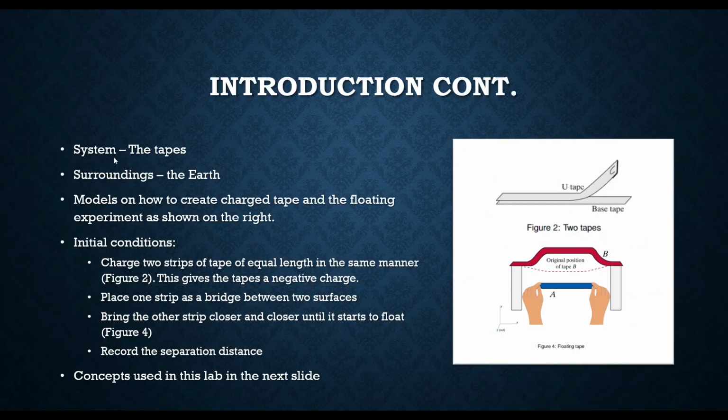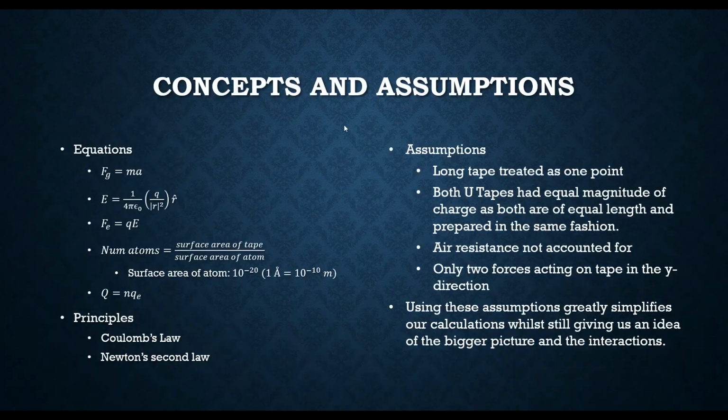Continuing on in our introduction, we have the system, tapes, surroundings, the earth, and here we have models on the experiment and how we actually created the tape. So you layer a base tape on a table, you put a U-tape or an upper tape on top of that with a little handle, and then you just quickly rip it off, and that's how you get your charged tape. So you basically do that for 2 of them, you bridge one of them, and then you bring the other one closer and closer until you see the first one start to float, and you measure the separation distance between that, and we use that in our experiment.